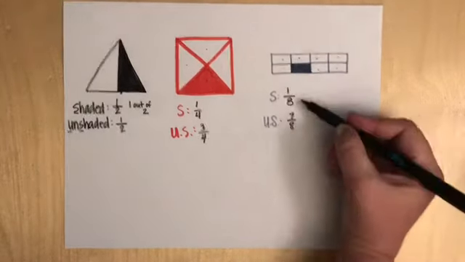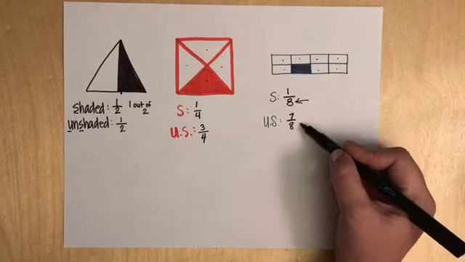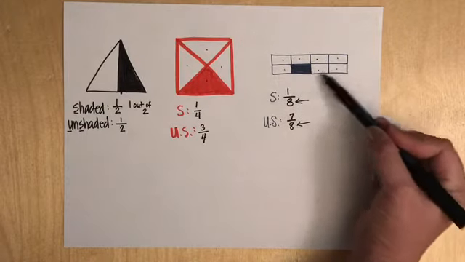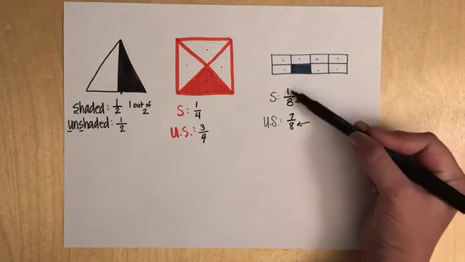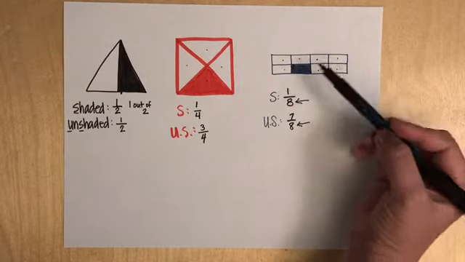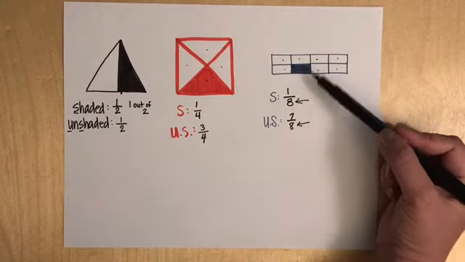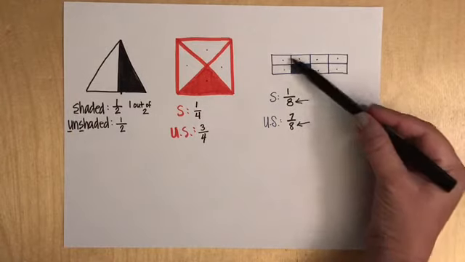I hope you're noticing that the denominator stays the same because it's talking about the same shape cut up into the same amount of pieces. The numerator is what changes because the numerator tells us which pieces we're talking about. Here we're talking about the shaded. Here we're talking about the unshaded.